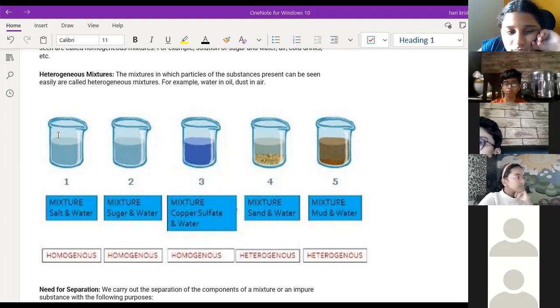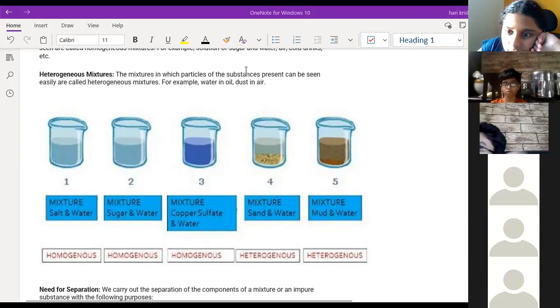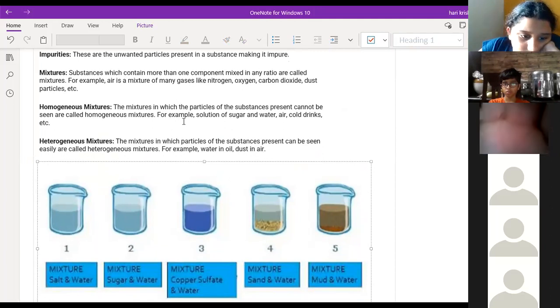Clear now? Yes, sir. Now a simple definition is given. The mixture in which particles of the substance present can be seen easily is called a heterogeneous mixture. We can see the sand and water separately easily, right? Yes, sir. Homogeneous means the mixture in which particles of the substance cannot be seen easily is called a homogeneous mixture.